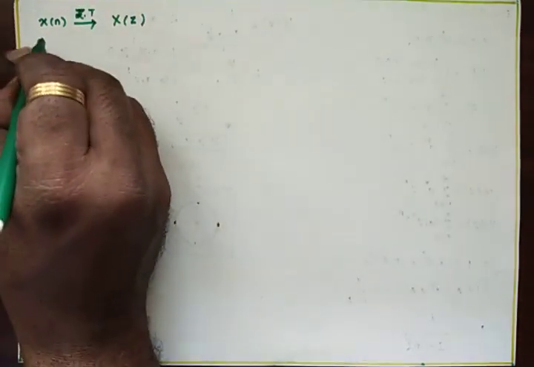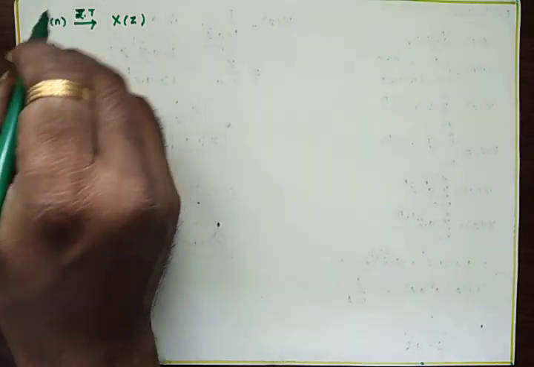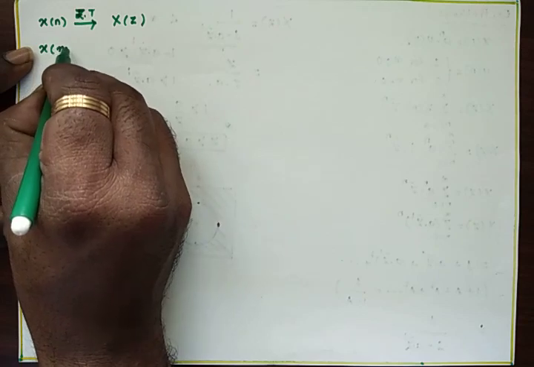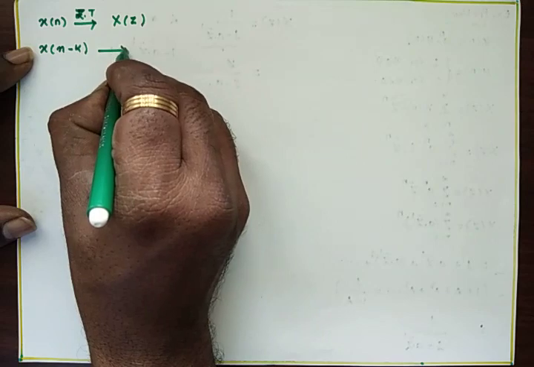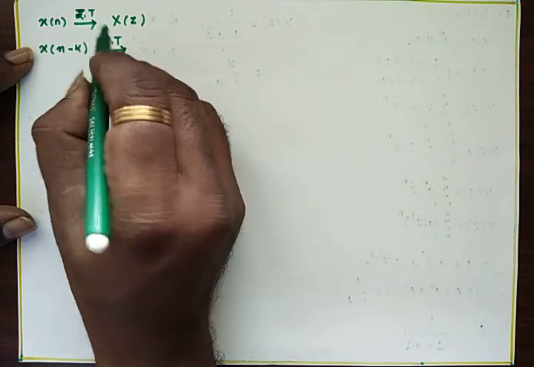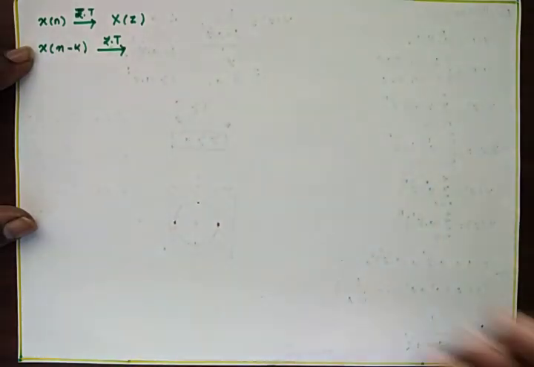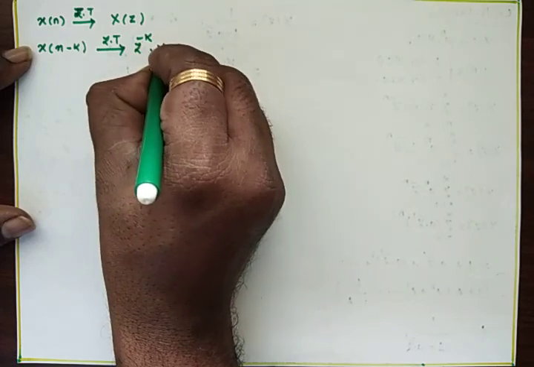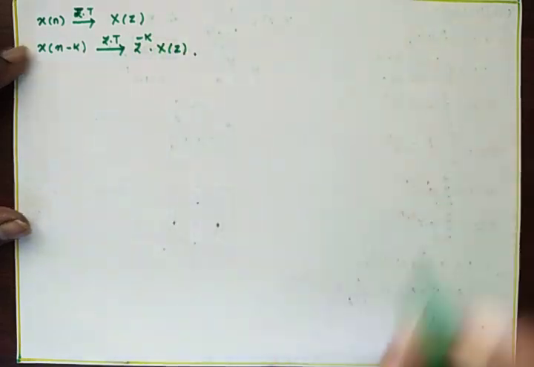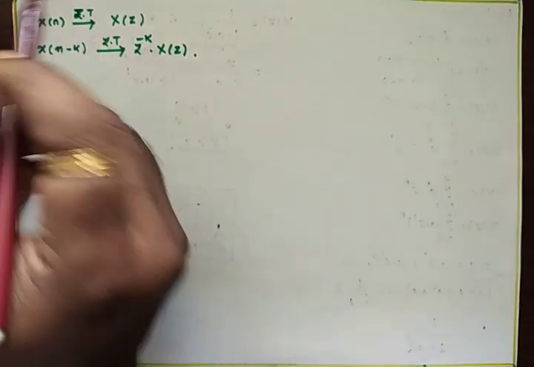Now I am applying some time shifting operation on the input signal, that is x of n minus k. If we apply the Z transform on the time shifted original signal, then what will be its equivalent Z domain signal? We can prove that it is z to the power of minus k into X of z. Very simple. For that I have to go with the standard formula. That is the proof I am going with.